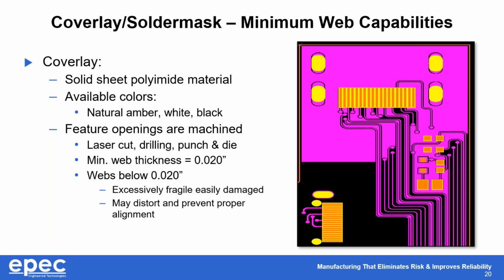The feature openings for Coverlays are typically machined, so you'll see them done with laser cutting, drilling, punch and die, things of that nature, with minimum web thicknesses of 20 mils. This is because anything below 20 mils will be excessively fragile. It could rip away from the other Coverlay easily during application, or it may bend or distort slightly and end up causing misalignment and covering crucial pads or things of that nature.